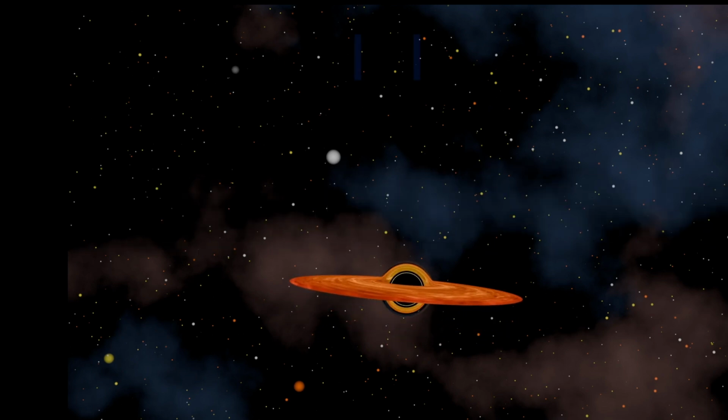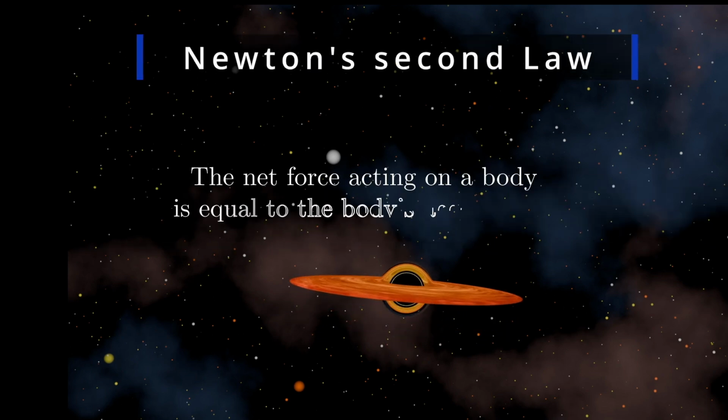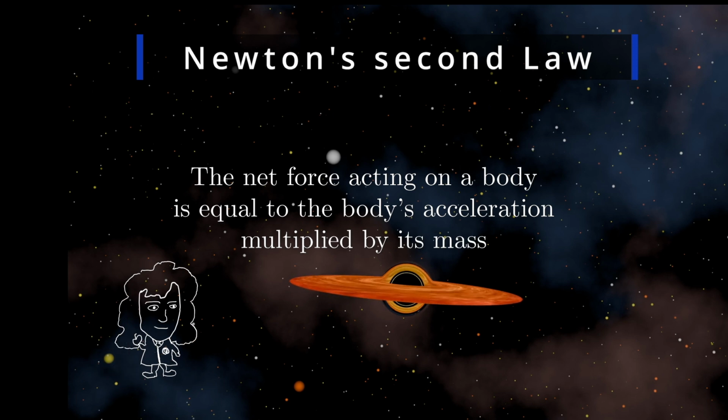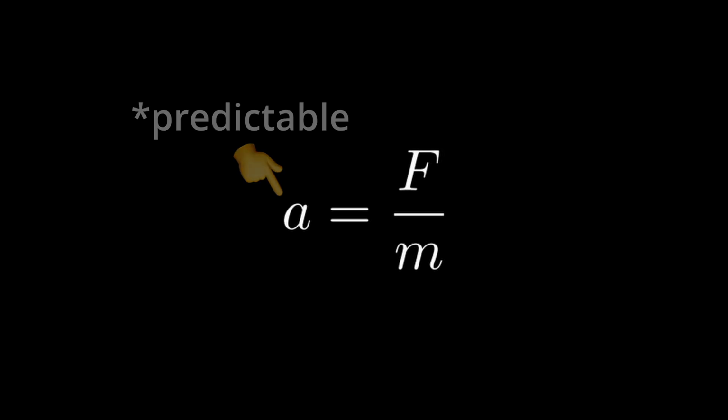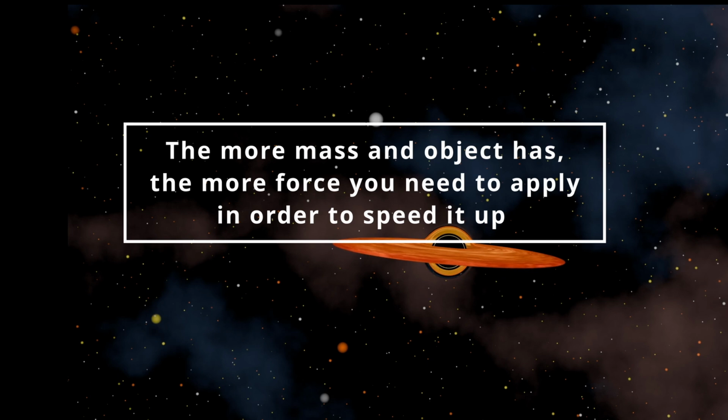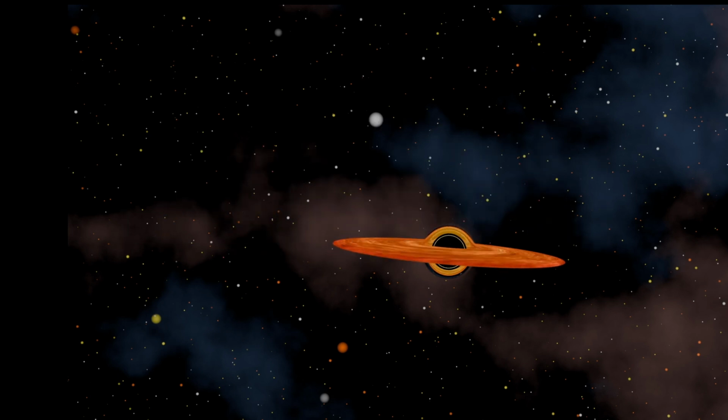After Gravity Guy played in his backyard with some apples, he came to the conclusion that F is equal to ma. The key takeaway is that if you apply a force to a fixed mass, then you get a predictable amount of acceleration. Also note, if our rocket would have weighed less before the impact, its acceleration after the impact with the asteroid would have been higher. So the more mass an object has, the more force you need to apply in order to speed it up.